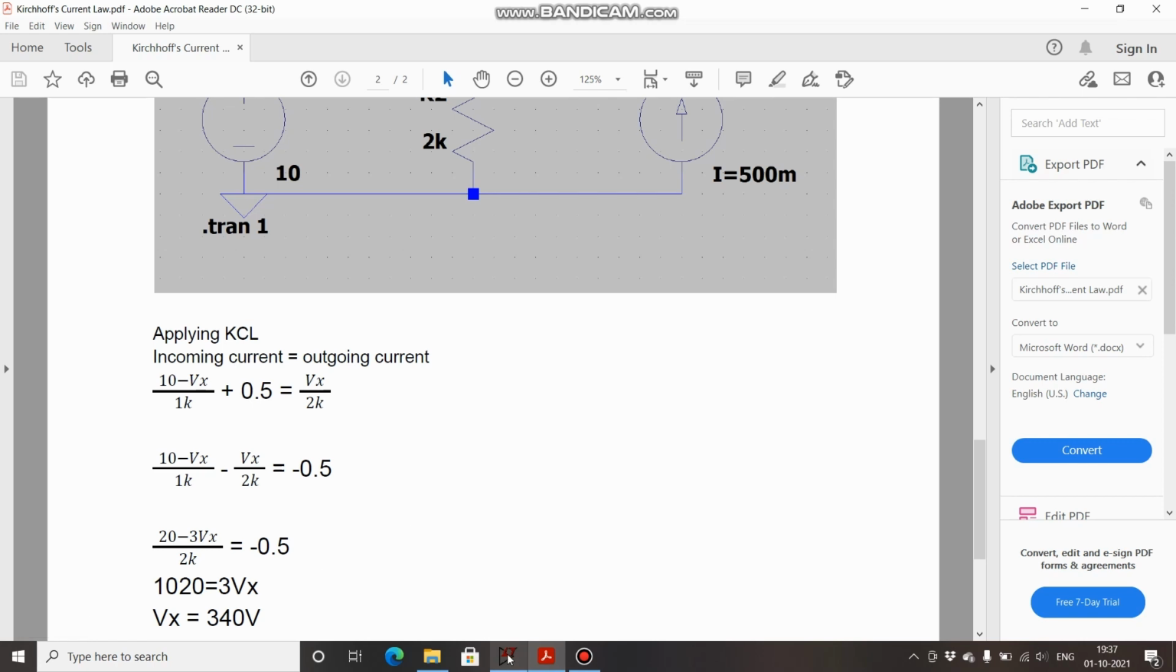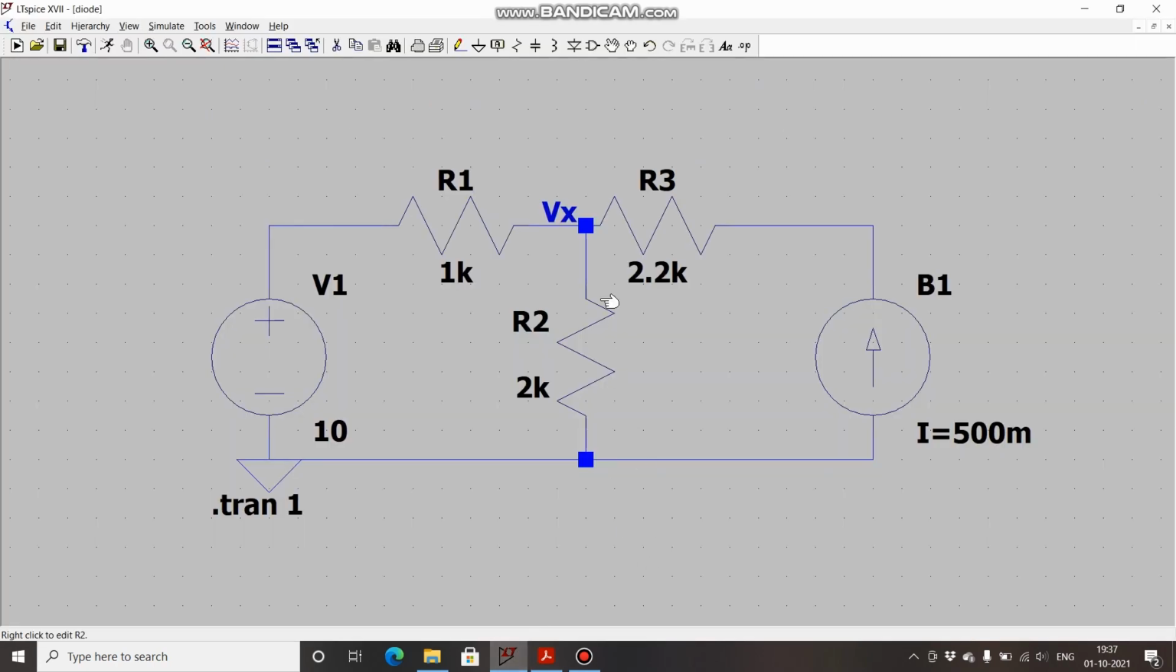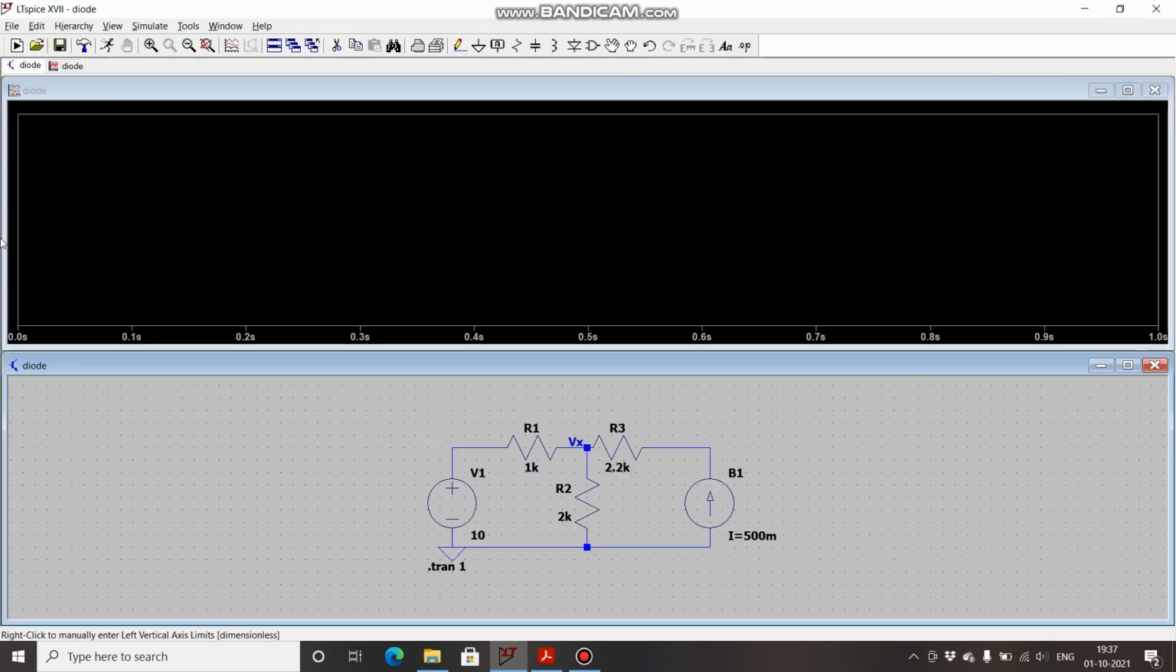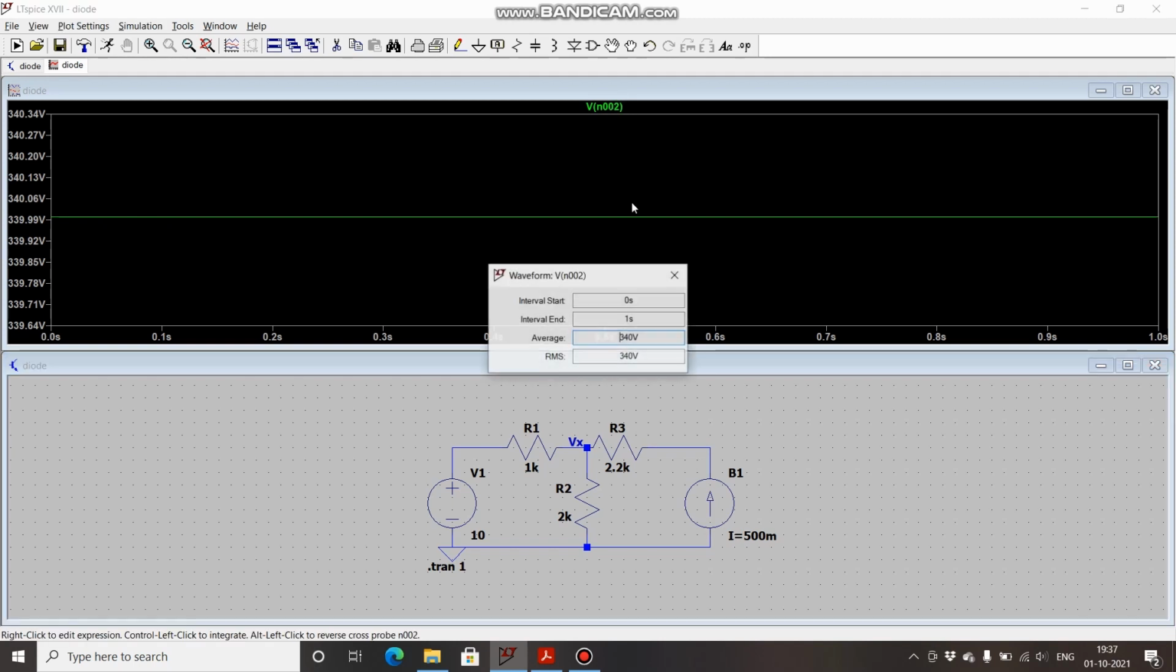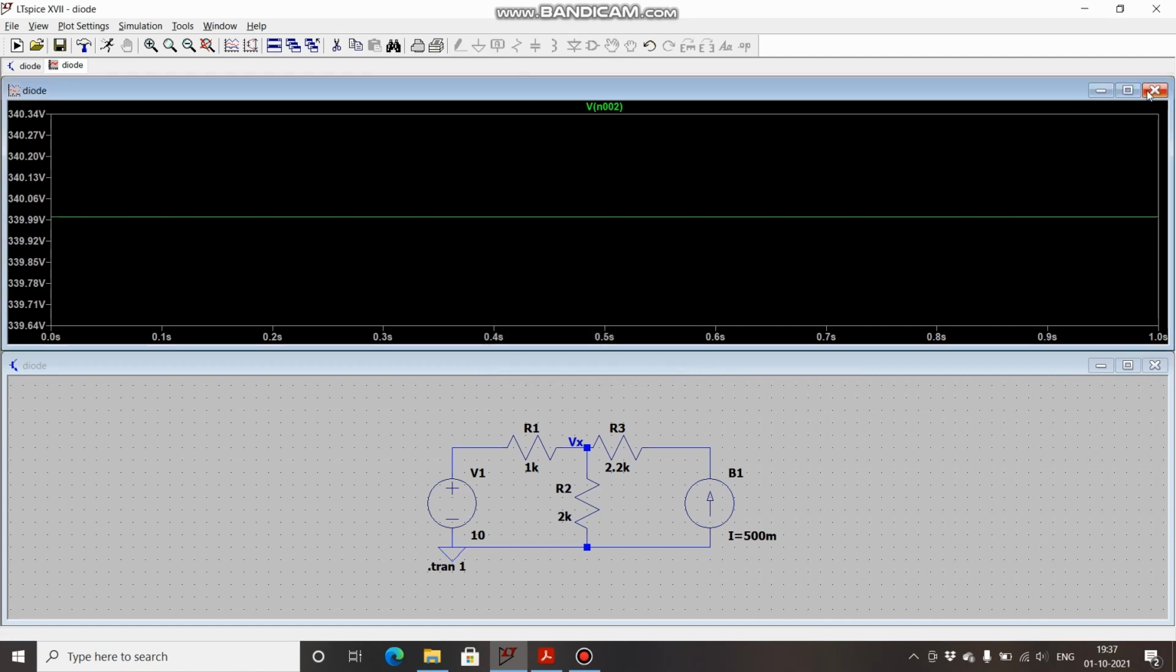Let's simulate the circuit and try to find out the nodal voltage Vx. I'll simulate it. Place a probe over here and over here. See, it's somewhat more than 339.99 volts. The average value is 340 volts. So this is how you apply Kirchhoff's current law to find nodal voltages.